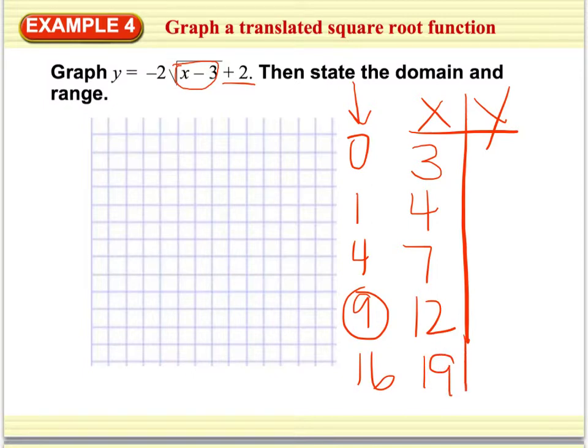Another way to think about it is I want that x minus 3 to be 0 because I know how to take the square root of 0. So if I add 3 to both sides, I get that x has to be 3 in that case.